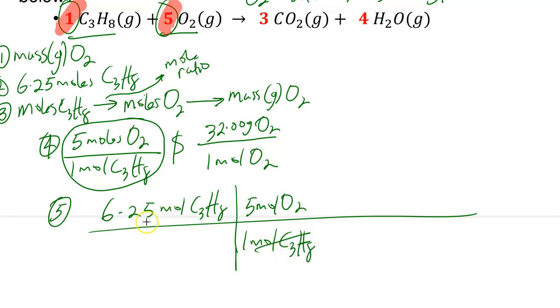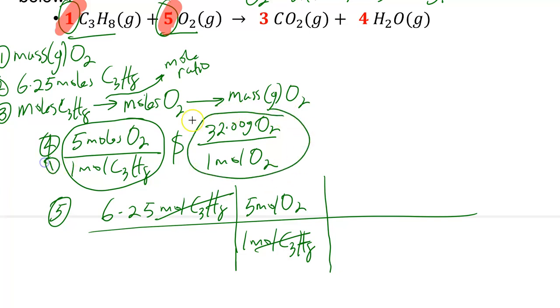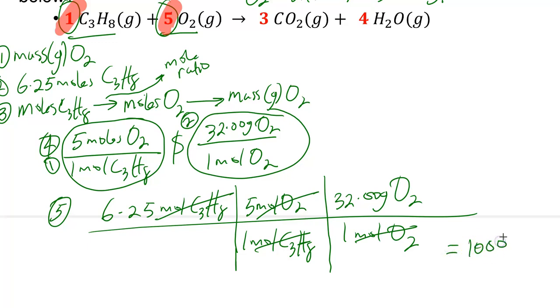Again, this cancels. Now we have it in moles of oxygen, but the question didn't say we should stop at moles of oxygen. We want it in mass of oxygen. So this is the second conversion factor: 32.00 grams of oxygen over 1 mole of oxygen. Again, this cancels. When you multiply 6.25 times 5 times 32, you get approximately 1,000 grams of oxygen. That becomes your answer and how you solve the problem.